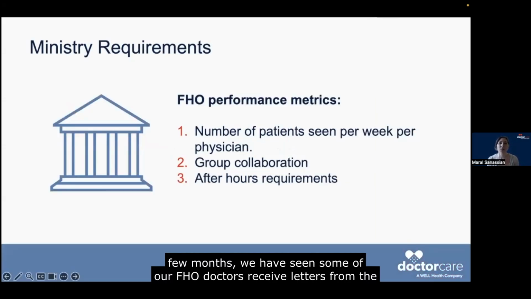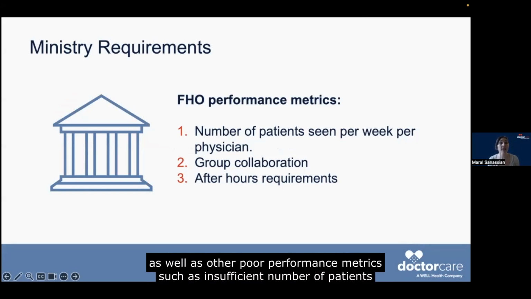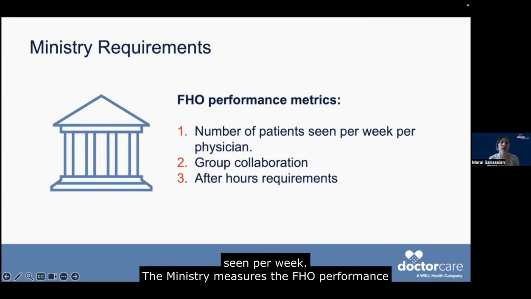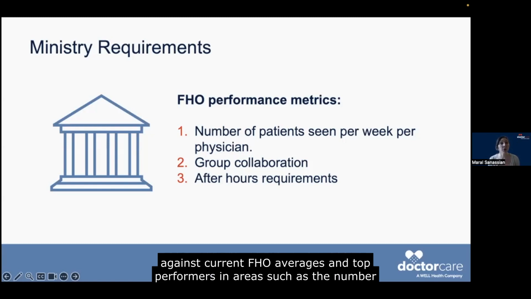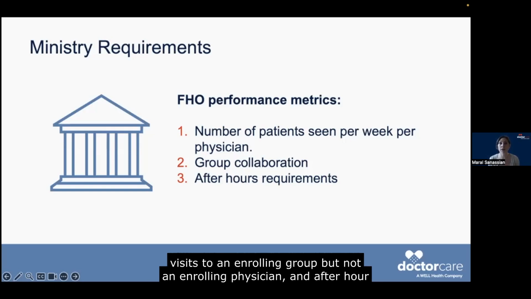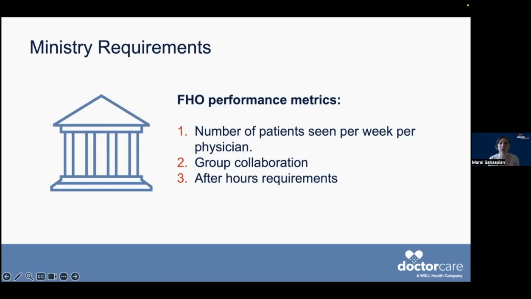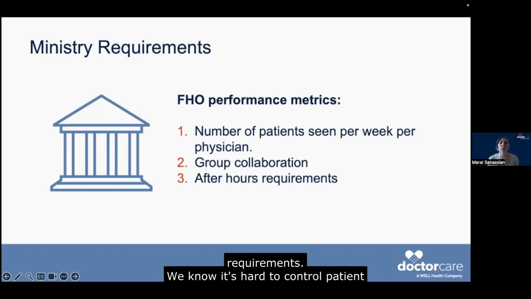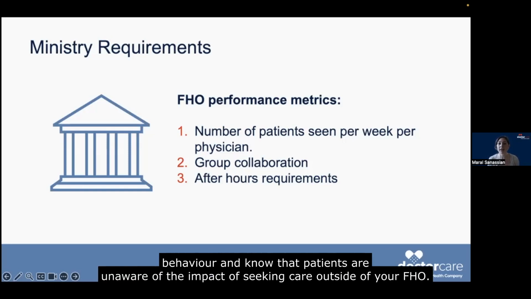Over the past few months, we have seen some of our FHO doctors receive letters from the ministry about service obligations relating to negative outside use results, as well as other poor performance metrics, such as insufficient number of patients seen per week. The ministry measures the FHO performance against current FHO averages and top performers in areas such as the number of patients seen per week per physician, group collaboration, so the percentage of visits to an enrolling group but not an enrolling physician, and after-hour requirements. We know it's hard to control patient behavior and know that patients are unaware of the impact of seeking care outside of your FHO.